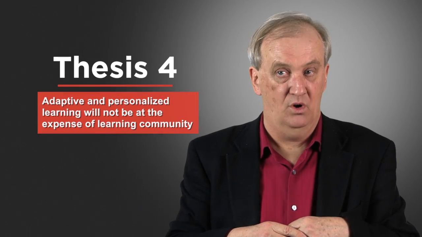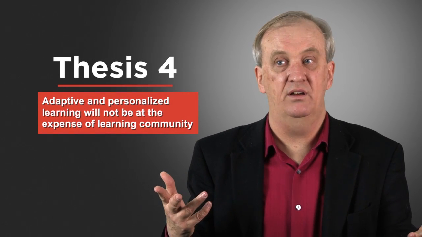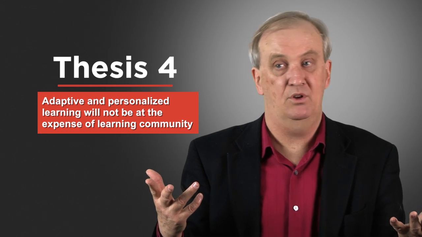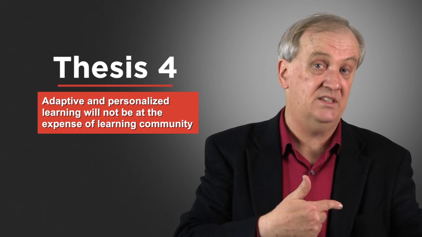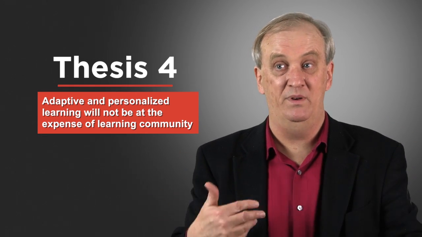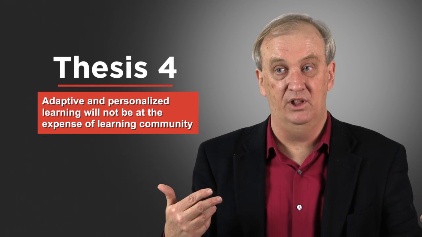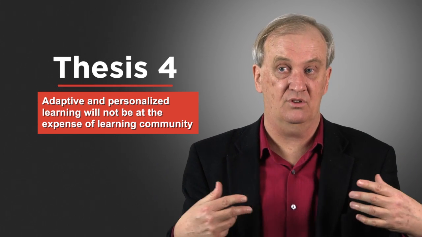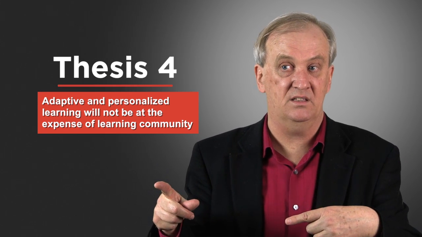Thesis number 4 is adaptive and personalised learning will not be at the expense of learning community. Now, the other side of this proposition is that often adaptive and personalised learning is at the expense of learning community, of people interacting in a social kind of way. And I want to explain how that's the case.